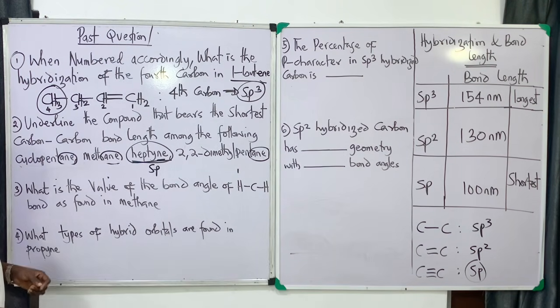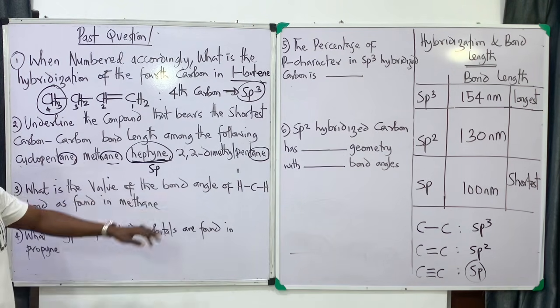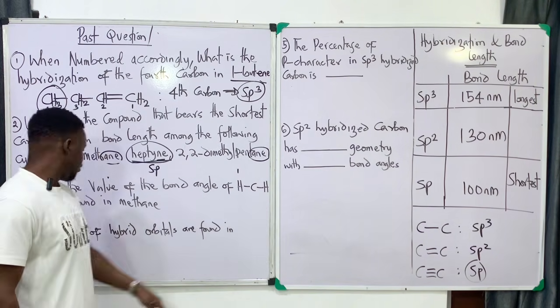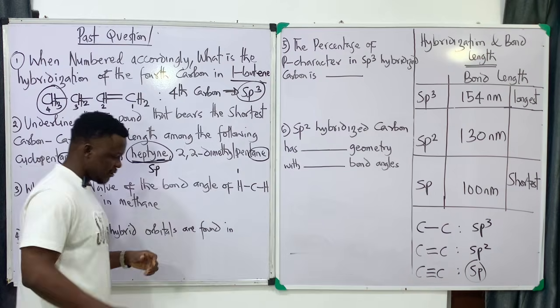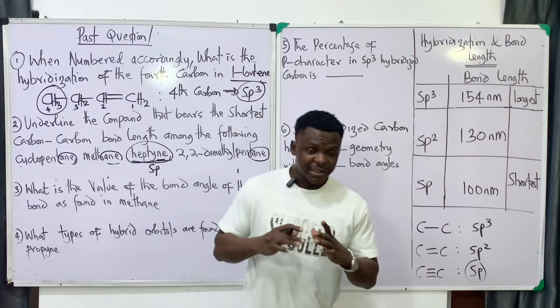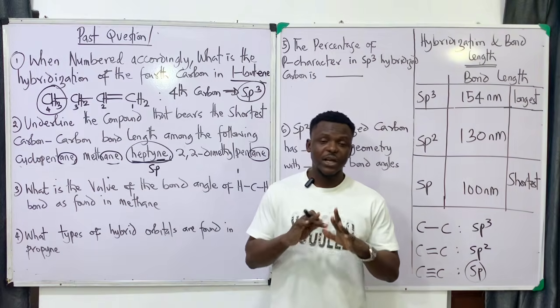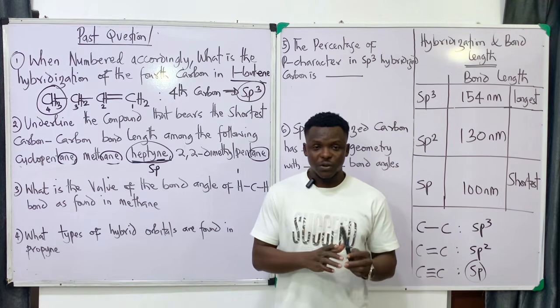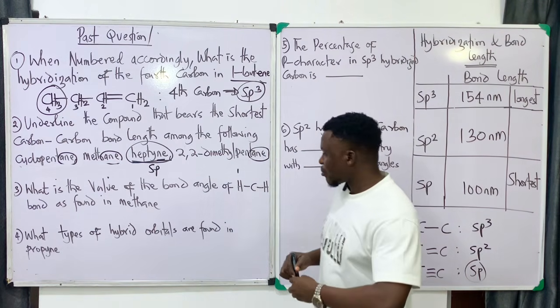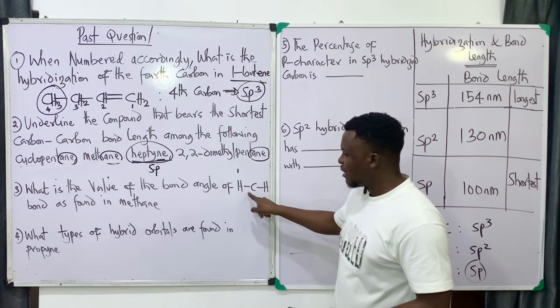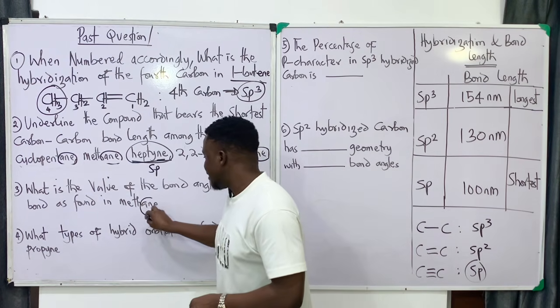So the next question says, what is the value of the bond angle of carbon bonded to hydrogen found in methane. Class, these questions are very tricky. It's a very simple question, but they are trying to play a fast one on you. Carbon singly bonded to hydrogen, found in methane.